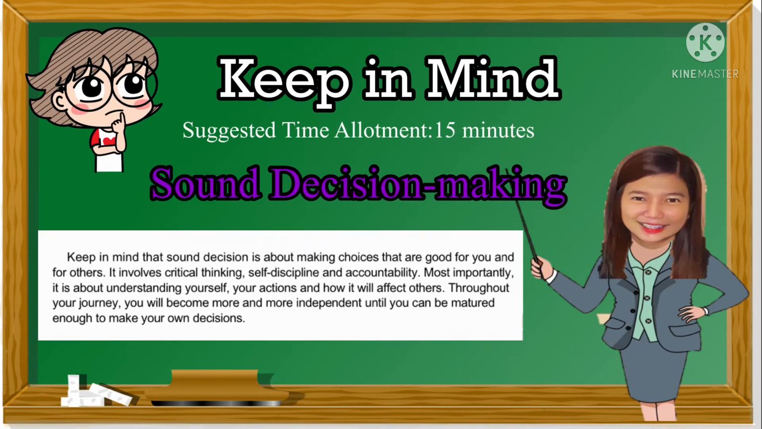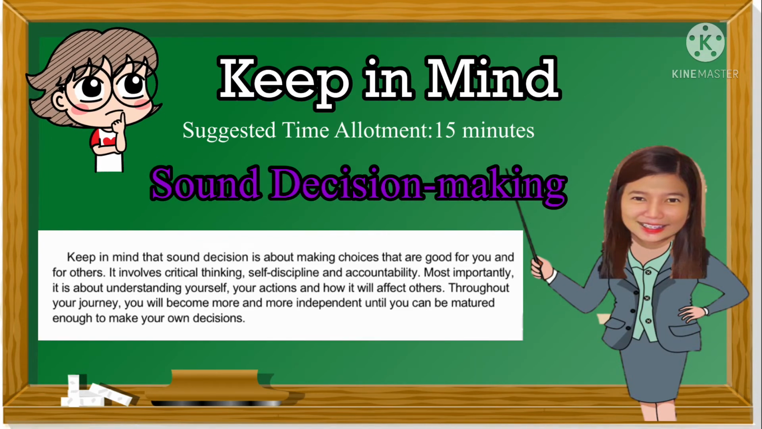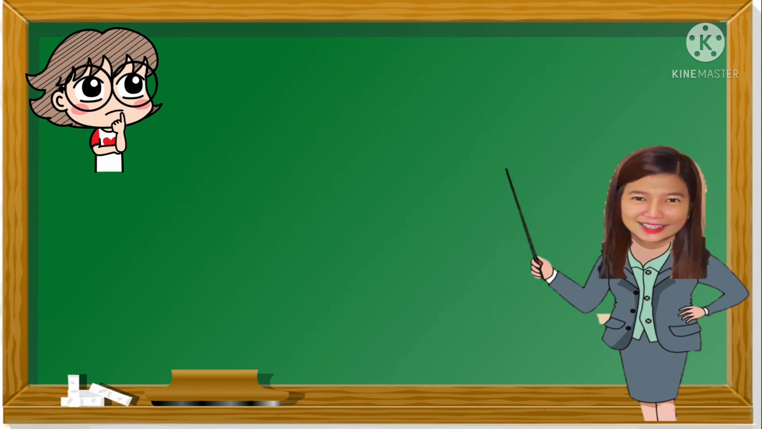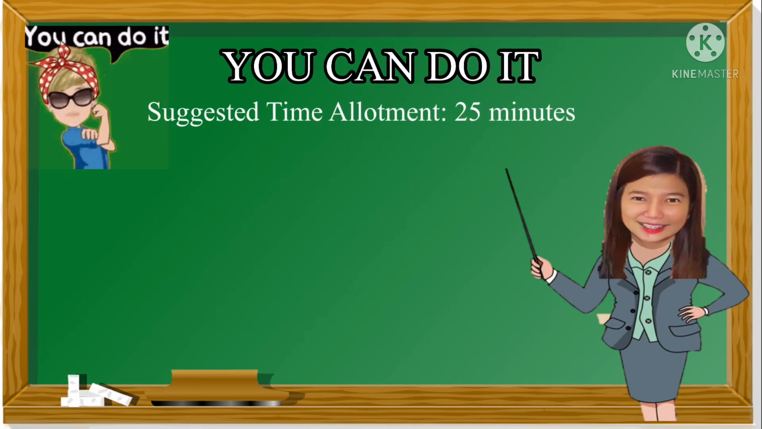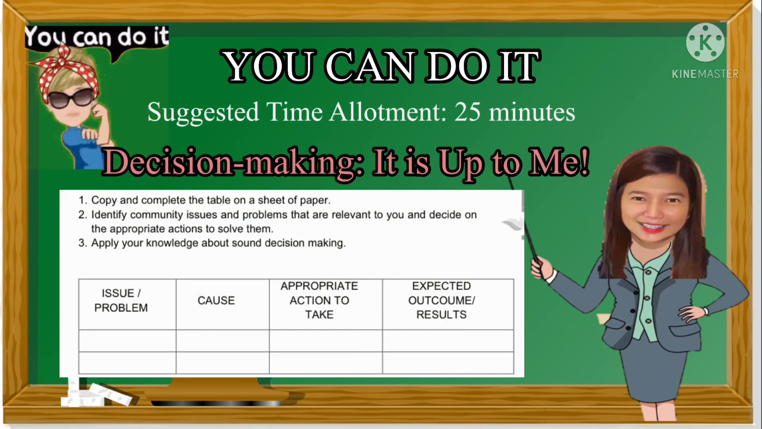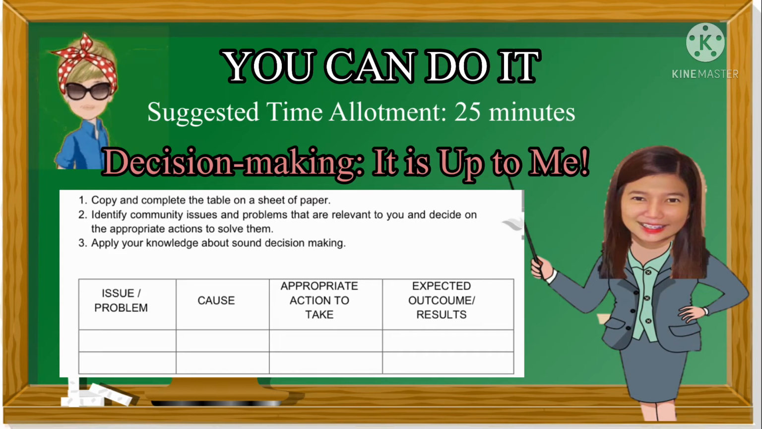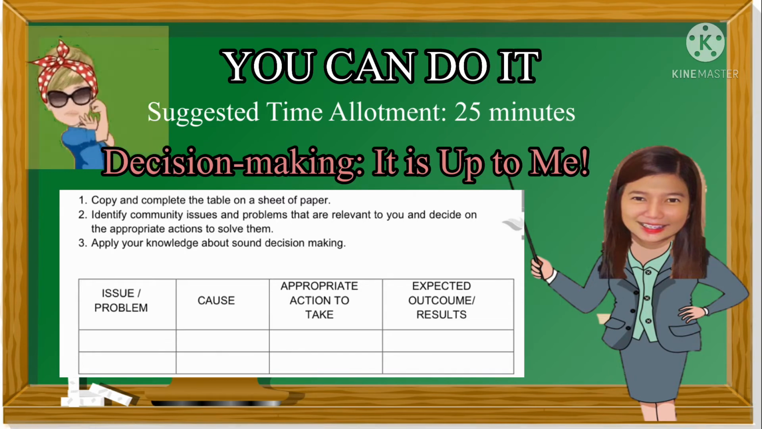Throughout your journey, you will become more and more independent until you can be matured enough to make your own decisions. For the next activity, you can do it. You have 25 minutes allotted time to answer this activity. Decision making, it is up to me. Number 1. Copy and complete the table on a sheet of paper. Identify community issues and problems that are relevant to you and decide on the appropriate actions to solve them. Apply your knowledge about sound decision making.